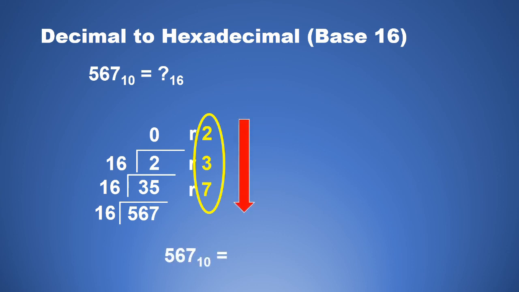Therefore, the value 567 base 10 is equal to 237 base 16. So we just copy the remainder results starting from the last remainder that we get until the first remainder that was generated. In this example, it is 237. So this is now the answer in base 16.